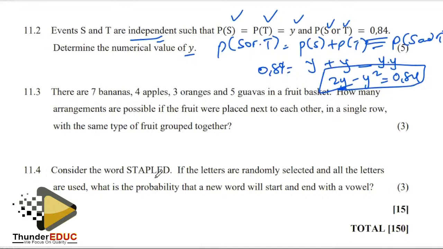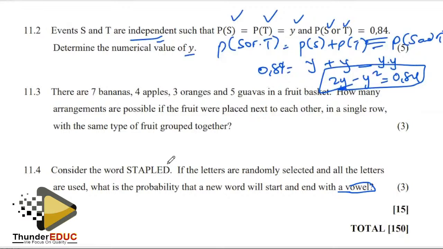Then we have the word "stapled." If the letters are randomly selected, and all the letters are used, what is the probability that a new word will start and end with a vowel? Okay, so how many vowels are there? It's just 2 vowels. How many letters are there? 1, 2, 3, 4, 5, 6, 7 letters altogether.